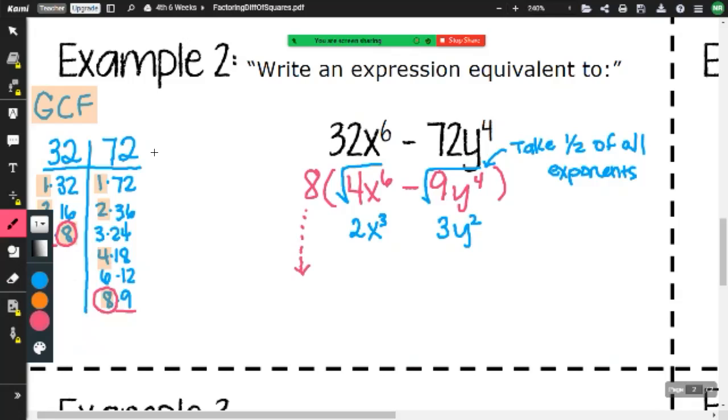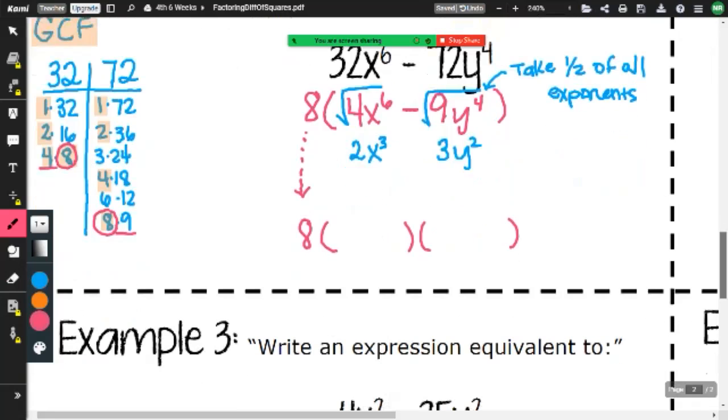You bring down your greatest common factor, which is 8. And now we can create our binomials. What are we going to have at the front of both of those binomials? 2. 2 what? Okay. And what will we have in the back?